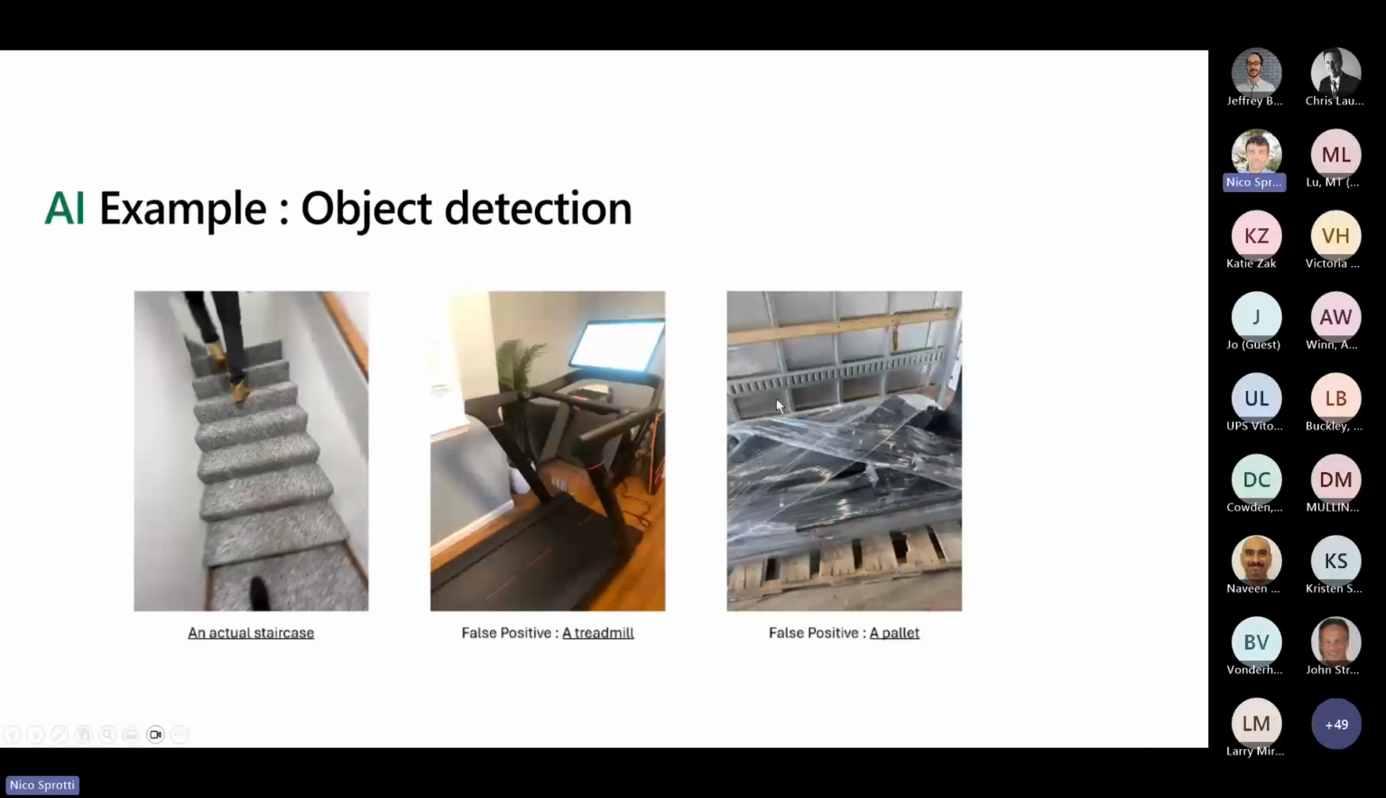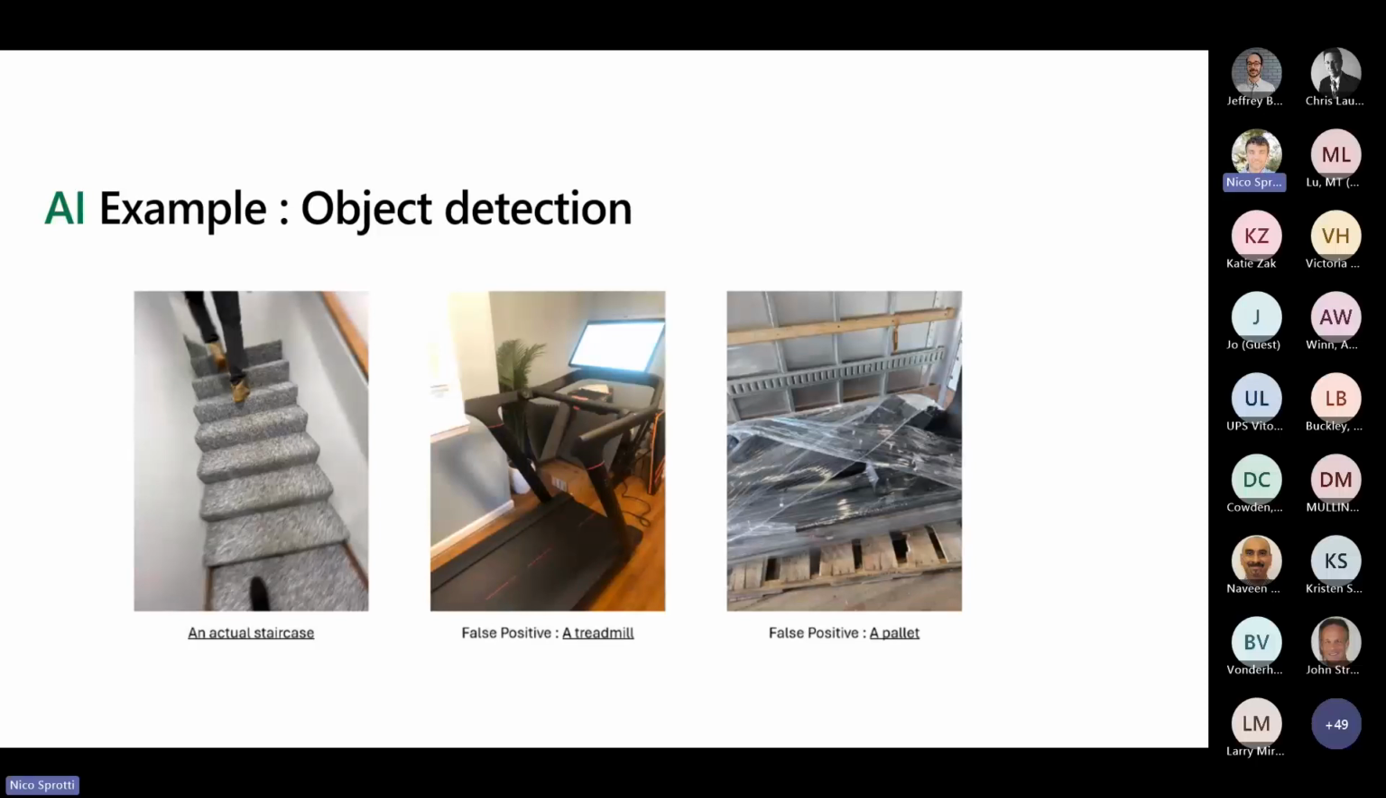Let's get into an example. So, AI example, object detection. This is from a customer. They came to us with a problem. They are a transportation company, and they asked their drivers to take pictures of the delivery. And if the delivery includes stairs, because they carry stuff up the stairs, they pay the driver more, right?